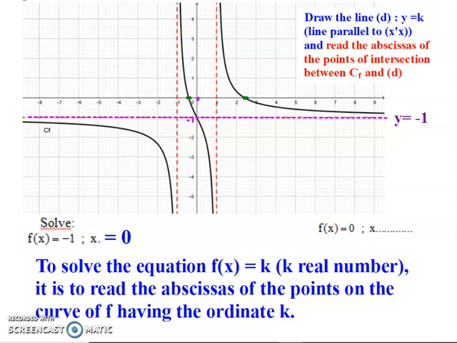Or we have to plot the line y equals 0, which is nothing but the x-axis. This is the line y equals 0. It's the equation of the x-axis. And we read the abscissas of the point of intersection between the curve and this line. We have the same answer, and this is the solution of the second equation.